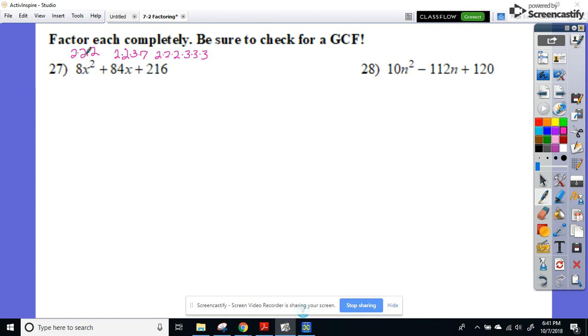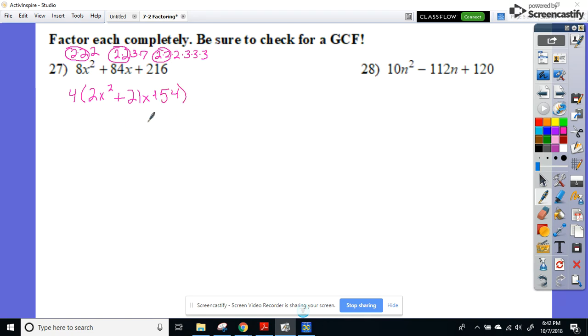Woo, GCF. I've got 3 2's right there, but only 2 right there. So it looks like 2 2's is my GCF. 2 2's is a 4. So that leaves me 2x squared plus 21x, and that leaves me 2 times 3 times 3 times 3, which leaves me 54.